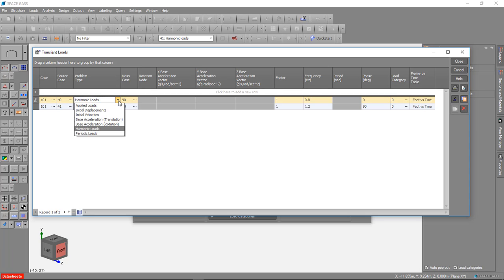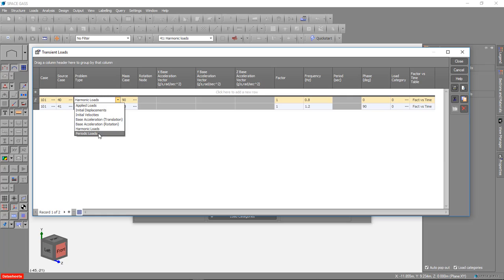So when we come in here and create the transient load case, we can choose not only harmonic but also just normal applied loads that get applied to the structure over a period of time, or for example initial displacements, which are displacements that are assumed to be present at time 0 and then are removed, causing the structure to react and then settle into a new state of equilibrium. Base accelerations can be either translational or rotational, and they can be used to model seismic events or some sort of acceleration due to the structure being moved or shaken. So I'm going to show an example of a rotational base acceleration shortly.